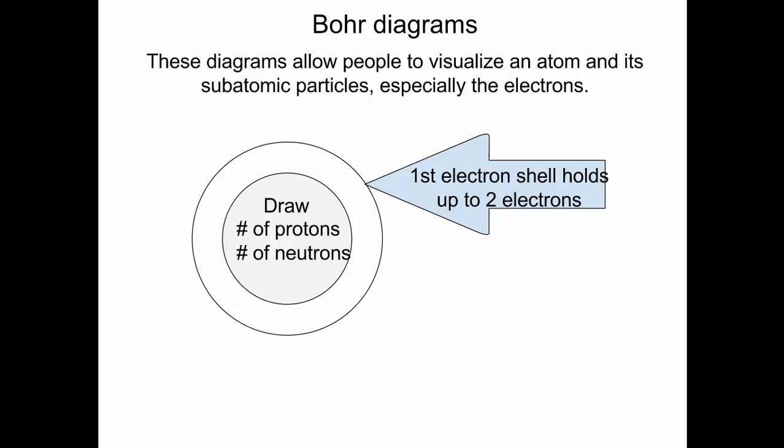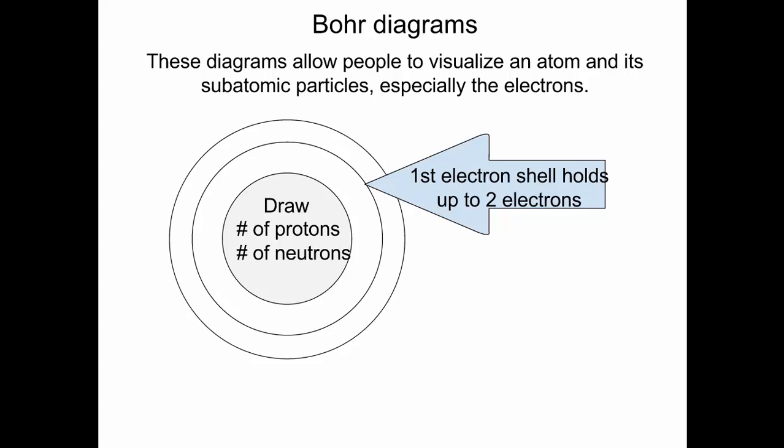And remember that we said that we can tell how many shells an atom has by which row it is on the periodic table. So, for example, hydrogen and helium are in the first row or period of the periodic table, and they each have 1 electron shell.